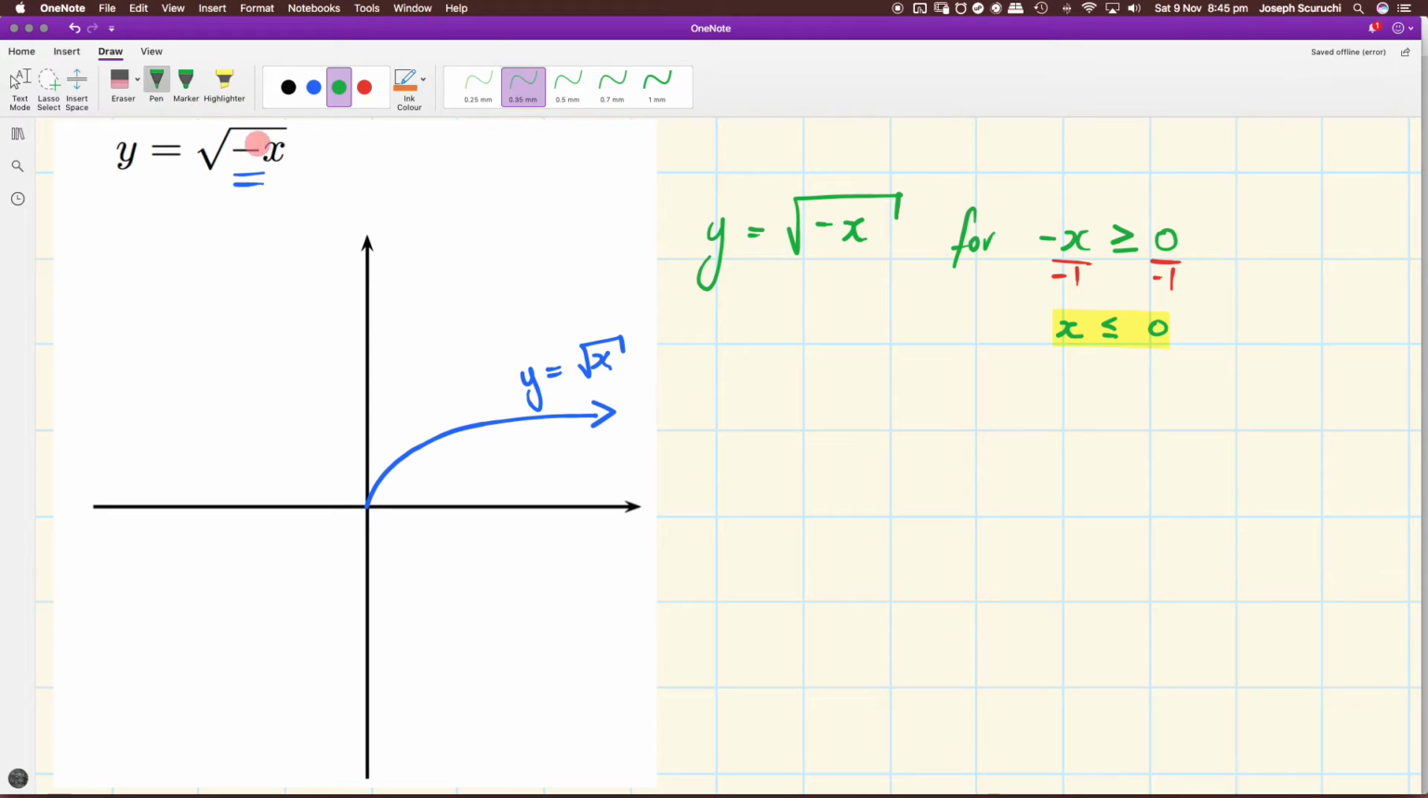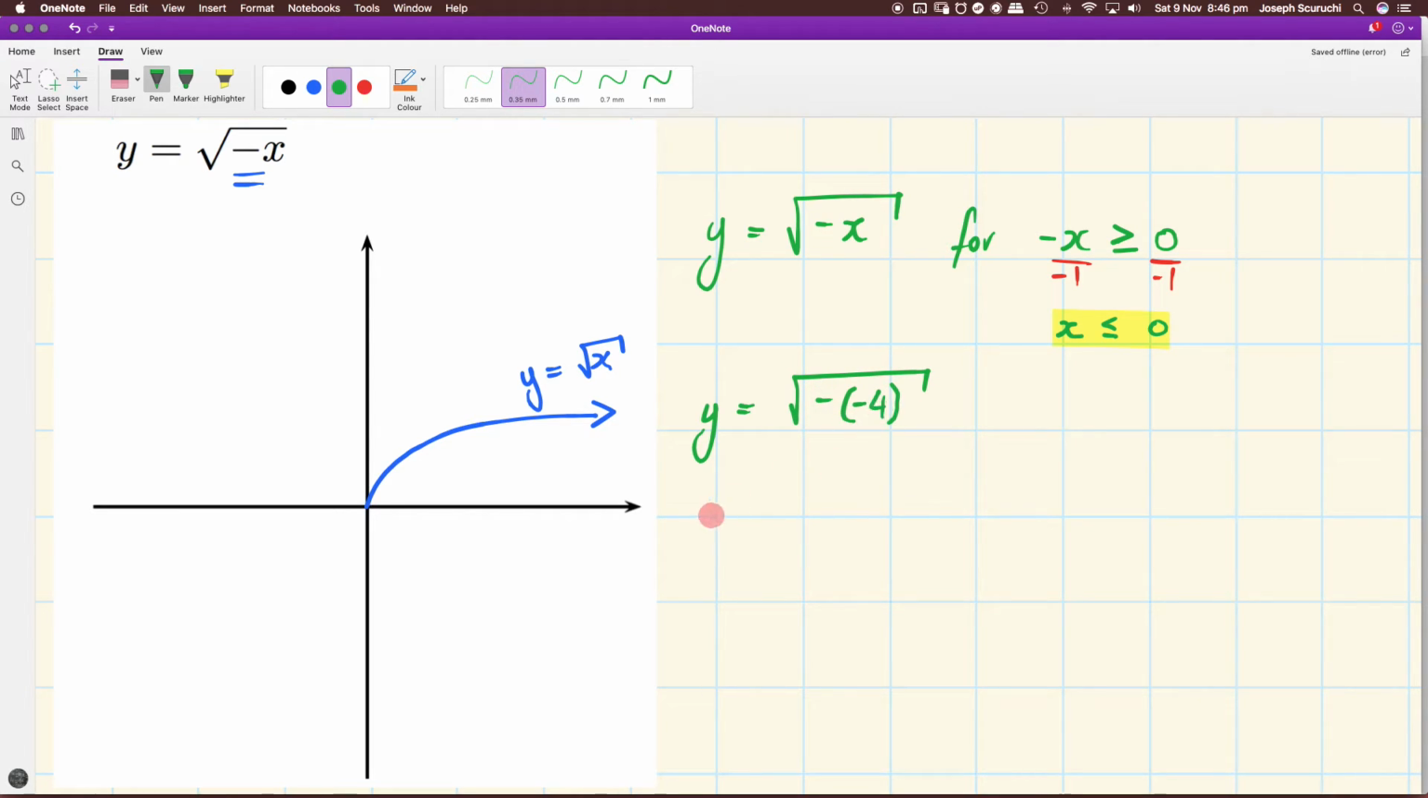So it's going to be y equals the square root of negative x for x is less than or equal to 0. In other words, what it's saying is that all my x values have to be negative. And that makes perfect sense because let's put in a negative number in there. Let's put in negative 4.